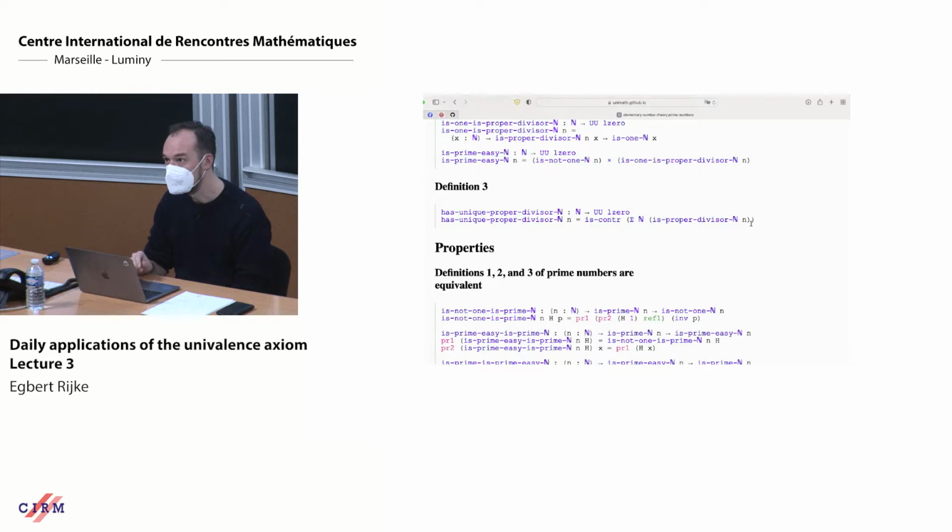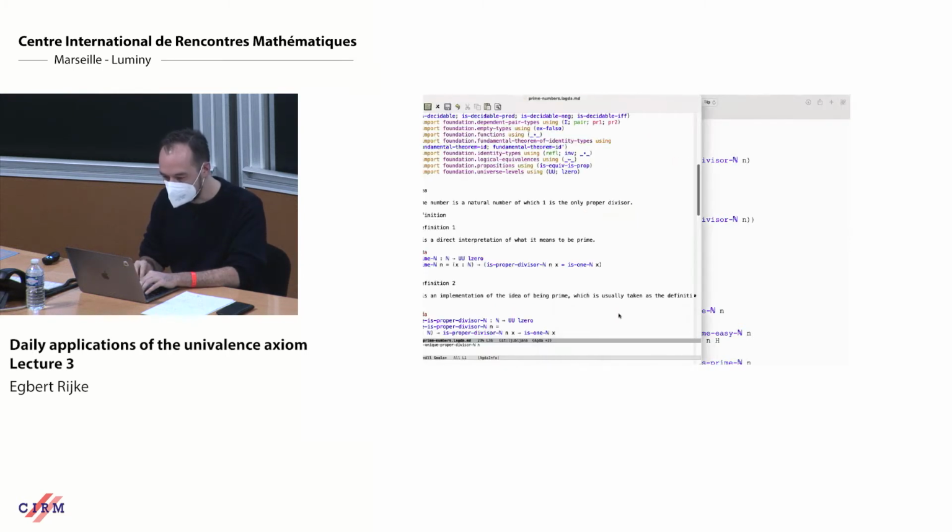If you think about it, 0 has a lot of proper divisors. To be a proper divisor is to be a divisor that is not the number itself. 1 has no proper divisors at all, so this one doesn't go in there. And then you go up and you notice that it's precisely the primes that have a contractible type of proper divisors.